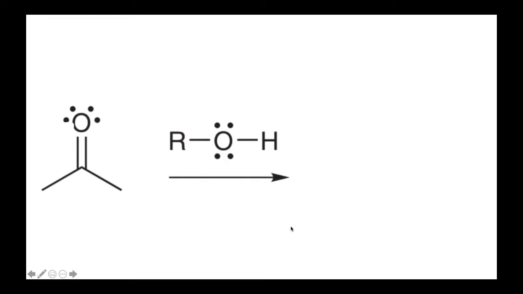So here on the left-hand side, I have a carbonyl group, and here on the right side, I have ROH. ROH can represent any alcohol. So R can be any alkyl group. If this was CH3, this would be methanol. If this was CH2CH3, it'd be ethanol, whatever alcohol group you have.